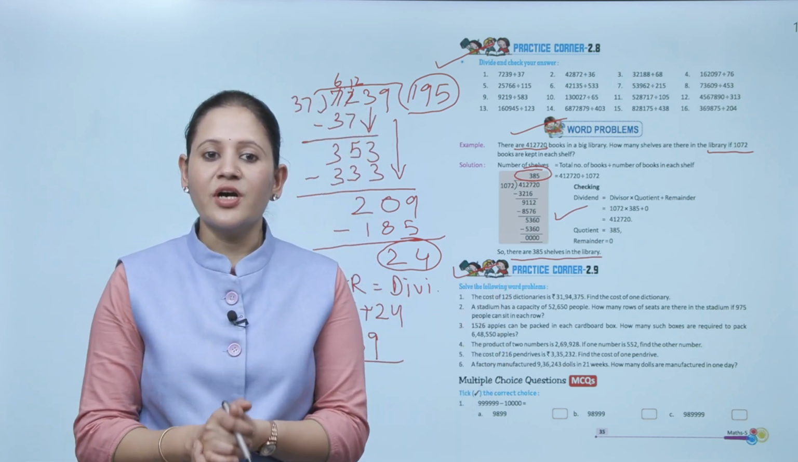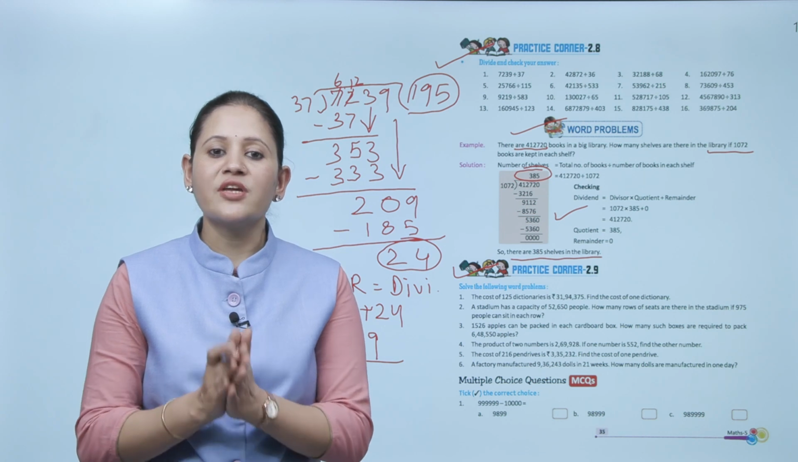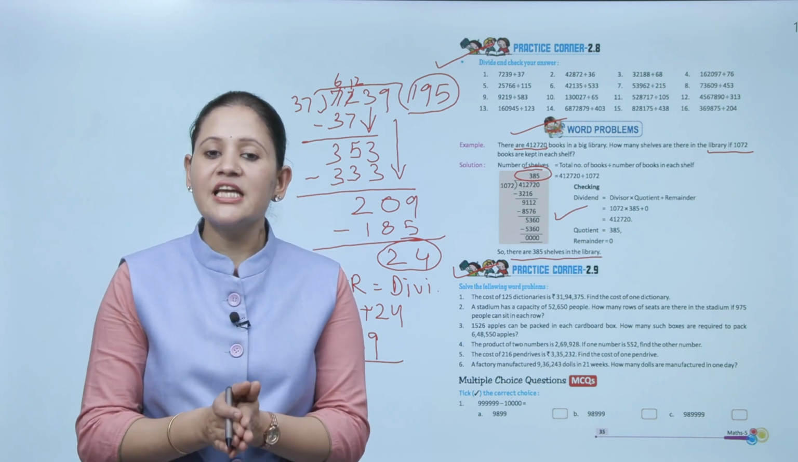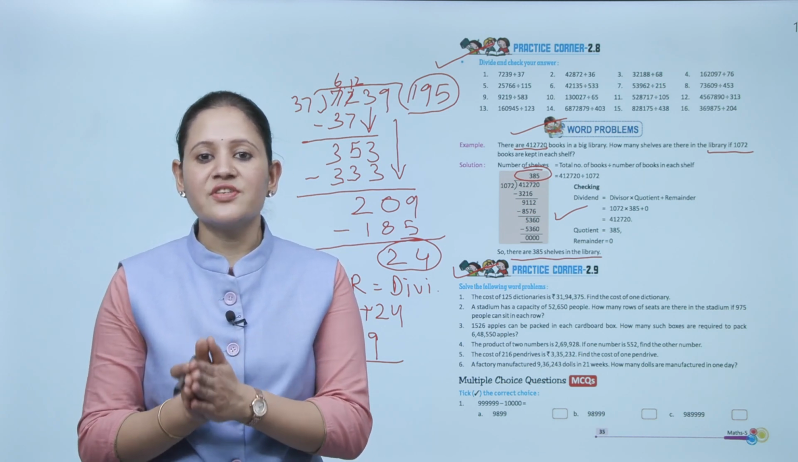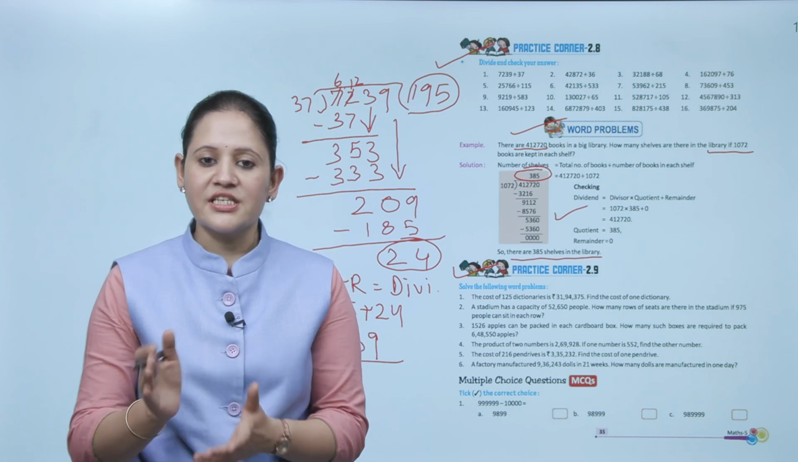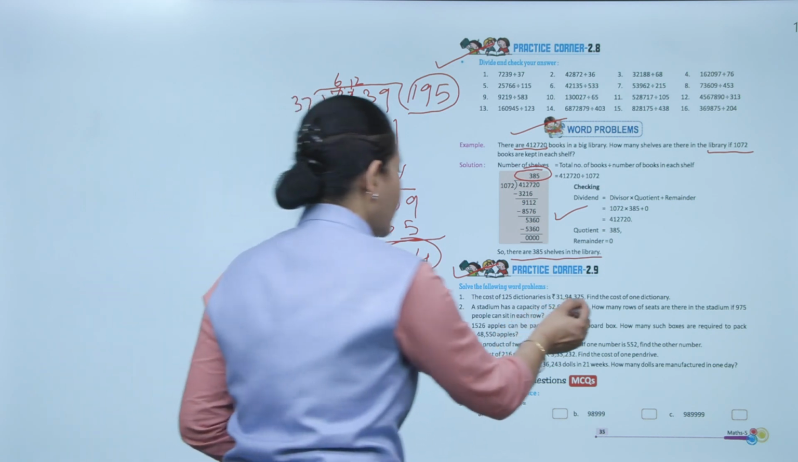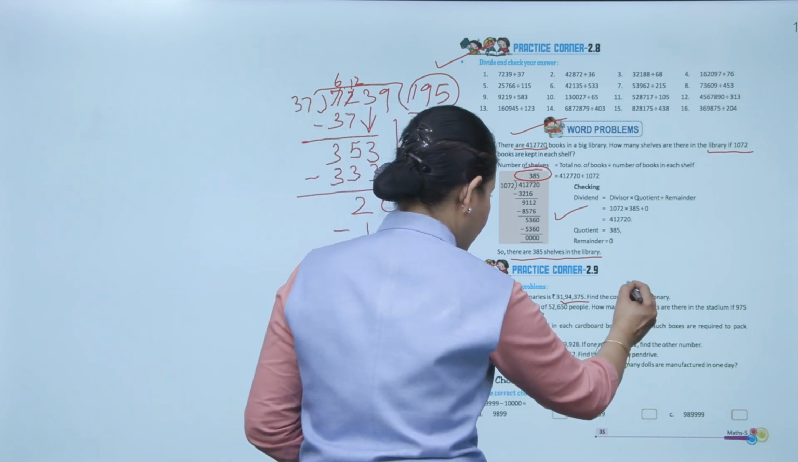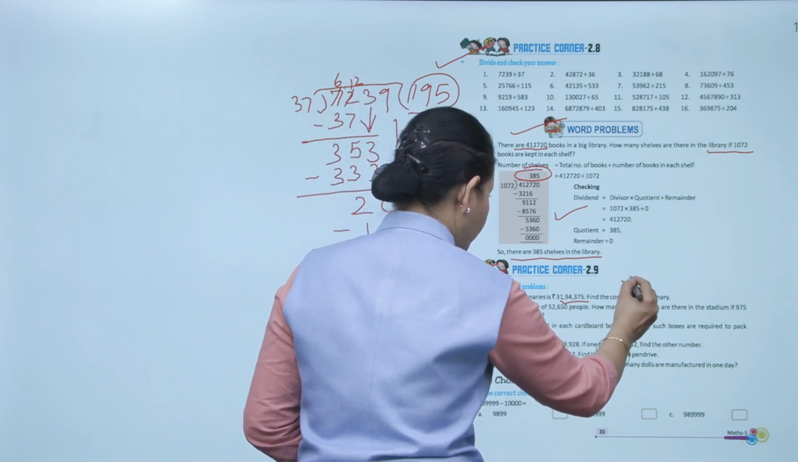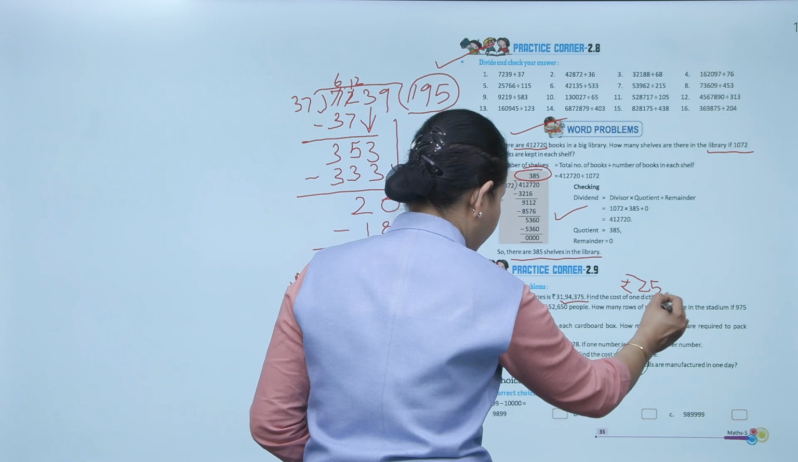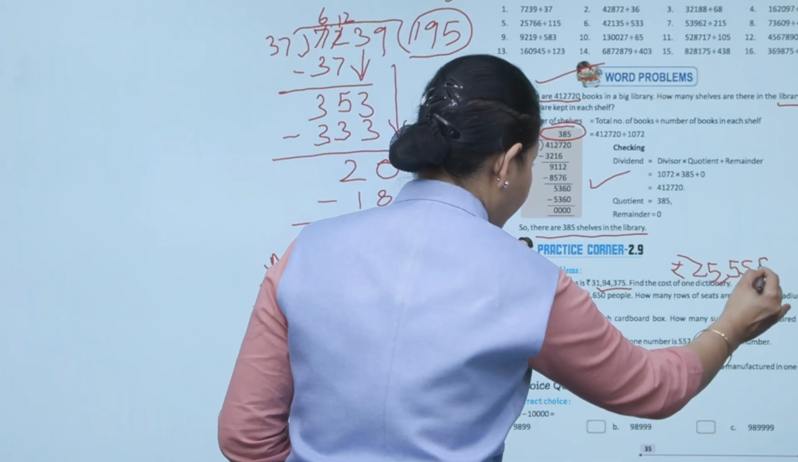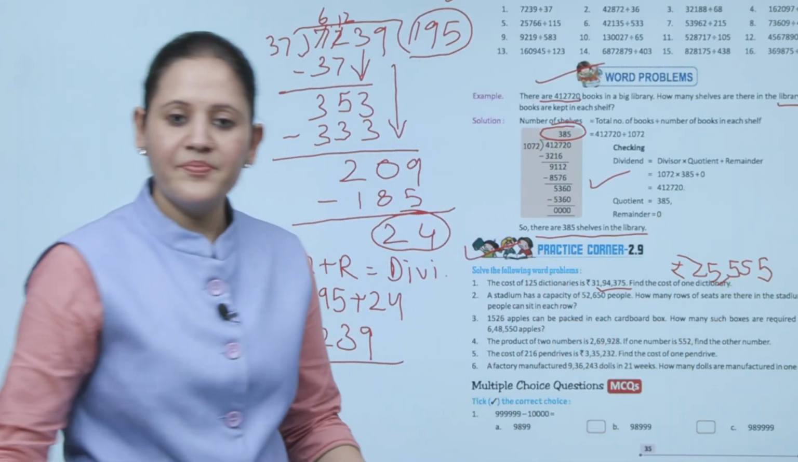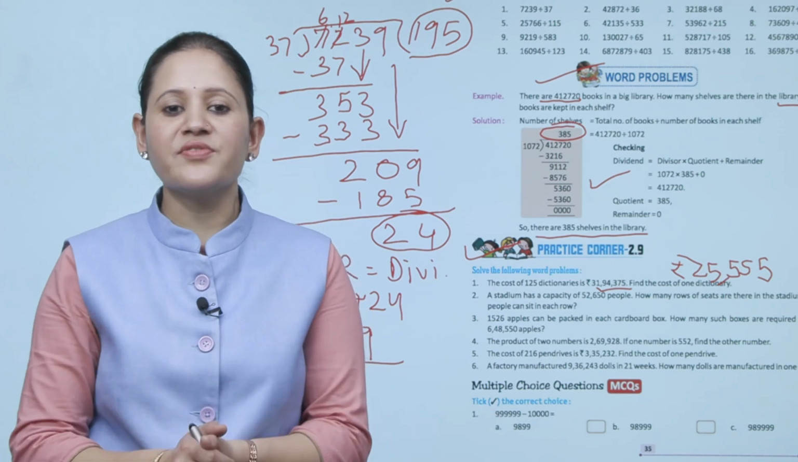Next, practice corner 2.9. Solve the following word problem. The cost of 125 dictionaries is 31,94,375. Find the cost of one dictionary. So what we'll do? इस नंबर को हम 125 से divide करेंगे and the answer is ₹25,555. Clear? So you have to practice all the questions of this exercise.